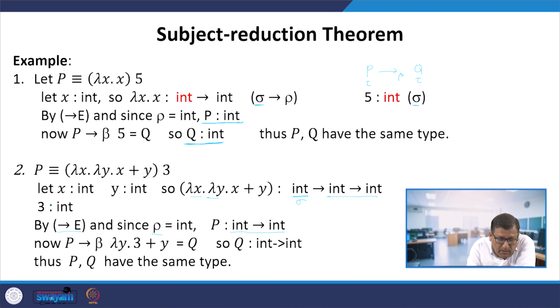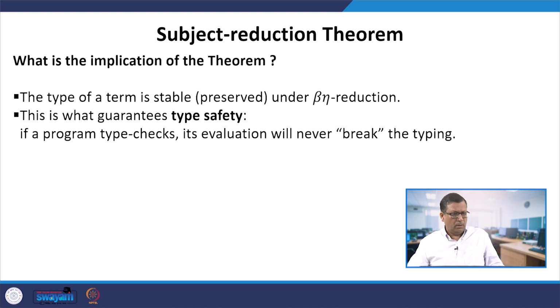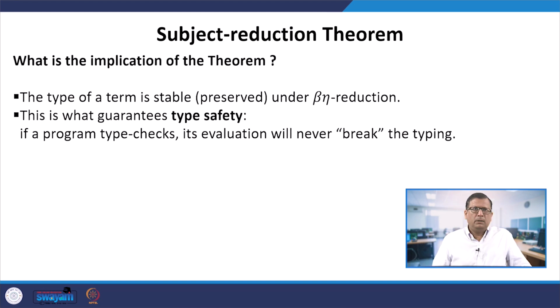Now let us apply beta reduction of P. Beta reduction of the application will substitute x with 3. So we are going to get lambda y dot 3 plus y. Now 3 plus y is int, so this will be int arrow int. So here again we find P and Q are of the same type. This is the subject reduction theorem. Now what is the implication of the theorem? The type of a term is stable, in the sense that it is preserved and remains the same under beta eta reduction.